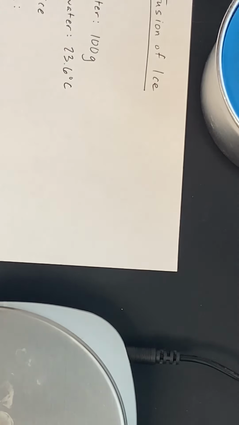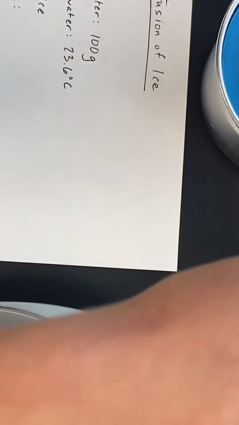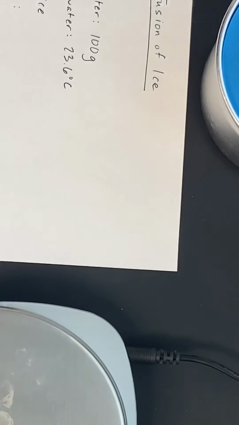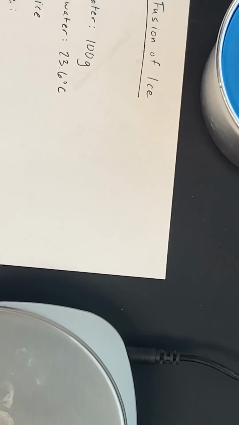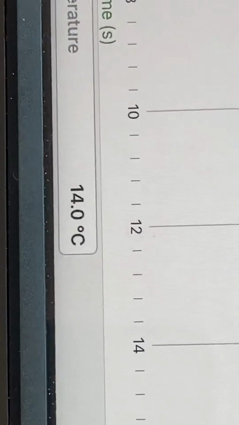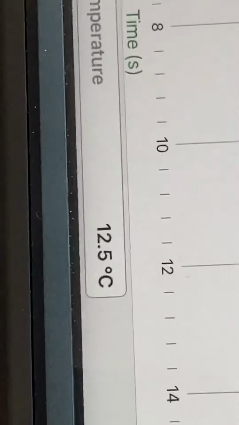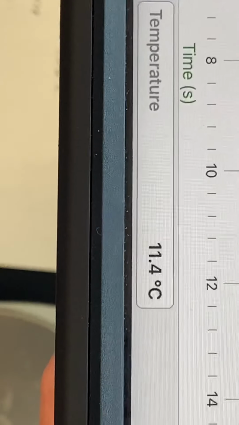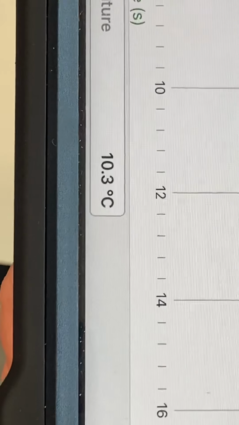Okay, next I am going to get the temperature of some ice. So I have ice in this cooler bag. I don't know how well you can see it, but there is ice in there. And I'm going to measure the temperature of the ice. So I've basically just stuck the temperature probe inside the cooler bag, and now I am measuring the temperature of the ice. I'm just going to wait a few moments for this to stabilize.